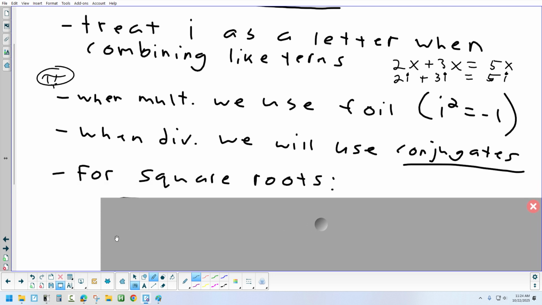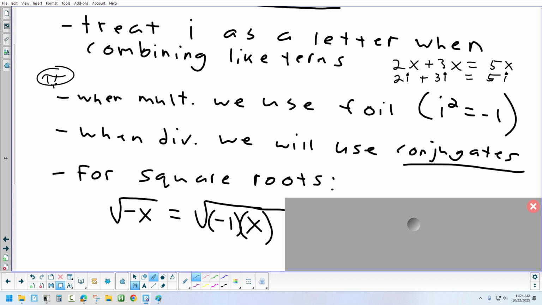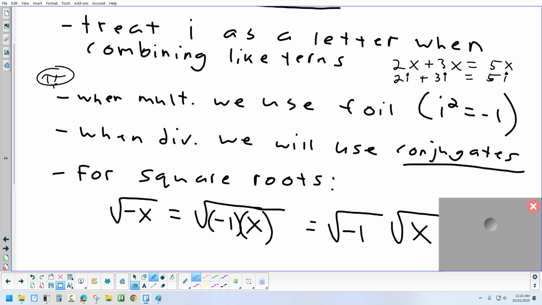And the last thing is, when you are taking the square root of a negative, how do we do it? When I write square root -x, what number is in front of the x, even though it's not written? Yeah? -1. So you could think of it as the square root of -1 times x. When you have a product under a square root, you can separate it into 2 square roots just like that.